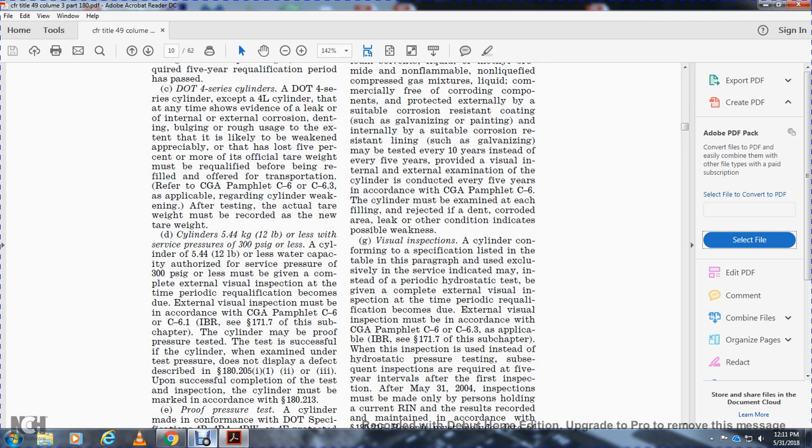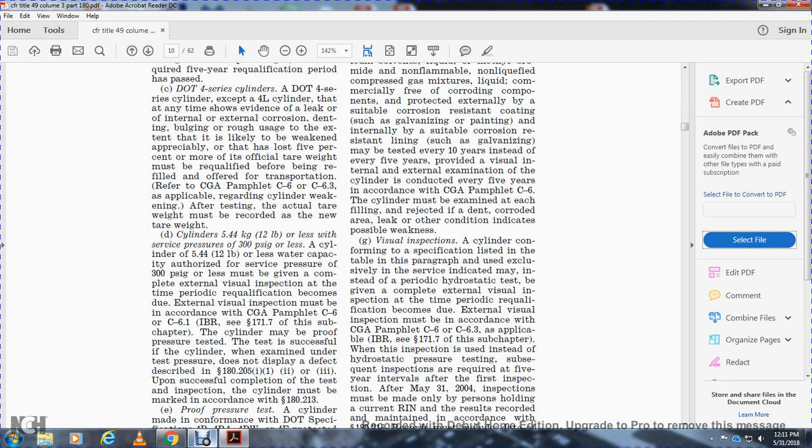Cylinders of 12 pounds or less with a service pressure of 300 psig or less. Cylinders with 12 pounds or less water capacity or with a service pressure of 300 psig or less must be given a complete external visual inspection at the time periodic requalification is due. External visual inspection must be in accordance with CGA pamphlet C-6 and C-6.1.